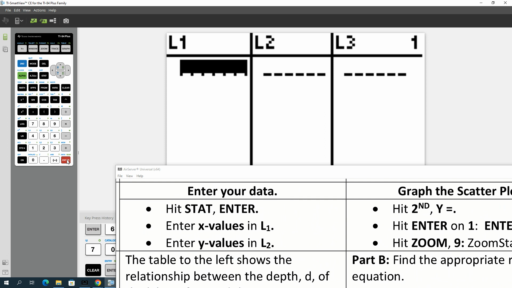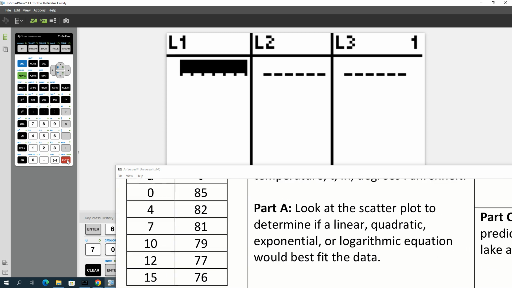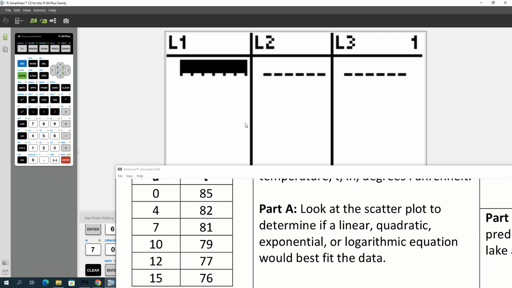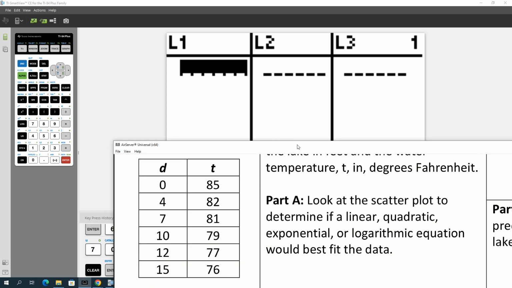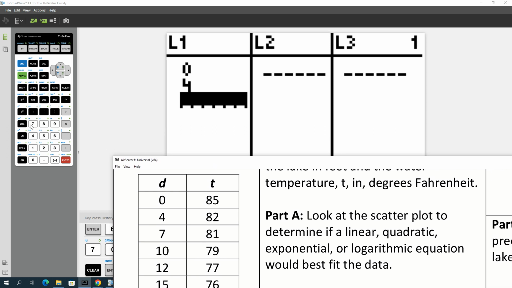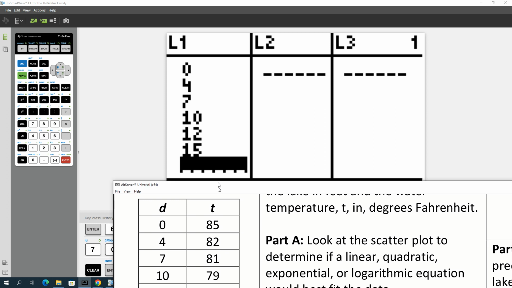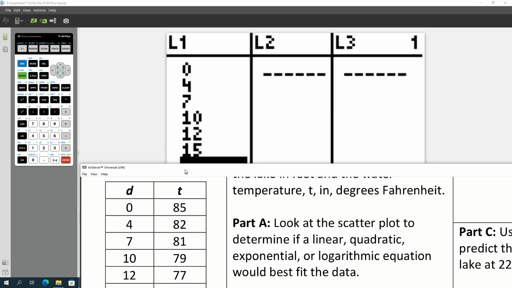What we're going to do is enter the X values in list 1 and the Y values in list 2. Now, in this particular table, instead of X and Y, we have D and T, but that's fine. We're just going to put this table exactly like it looks on list 1 and list 2. So you hit the number 0, enter, and then 4, and then enter. We're just going to go down that list. Make sure you hit enter after the 15.